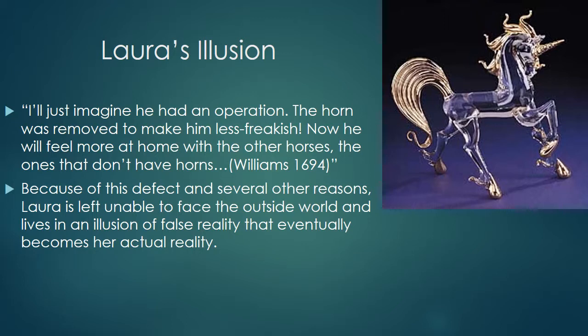This is a quote from a point in the play when Laura and Jim are dancing together. They bump into the table and knock off the glass unicorn that she had set on the table. When it falls off the table, the horn breaks off. So not only is she talking about the unicorn feeling less freakish and fitting in with the other normal horses, she's also talking about herself.